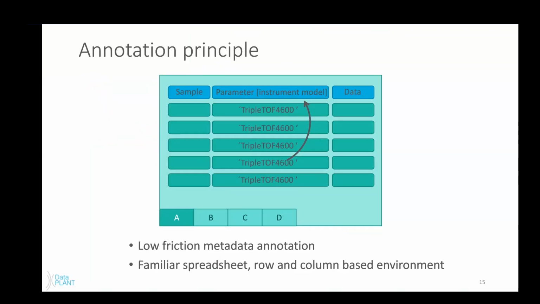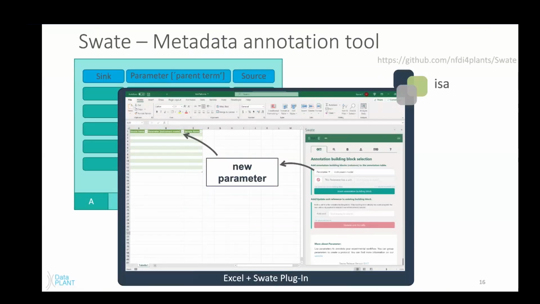And here the drop-down menu would give me the option for the instrument. I can click it, highlight it down along the entire column, and then I can add in the exact instrument model that was used for this experiment. So the tool that we have developed in order to assist us with this is called Swate.